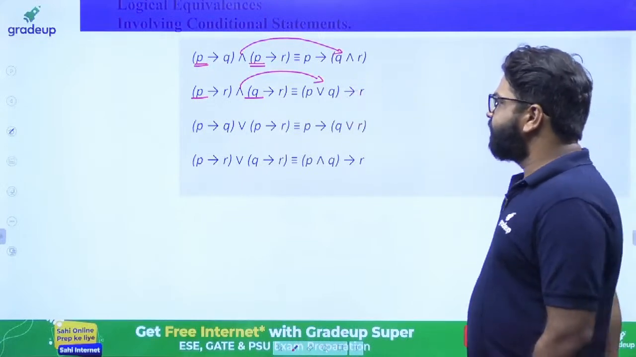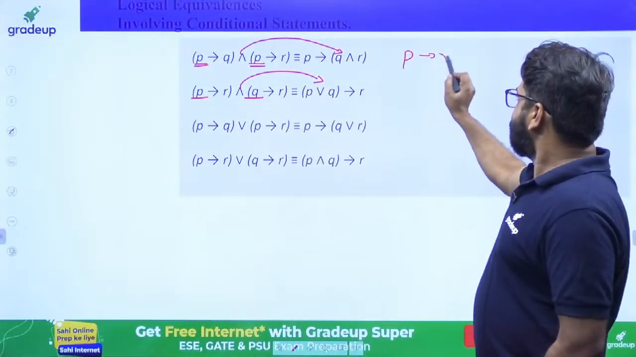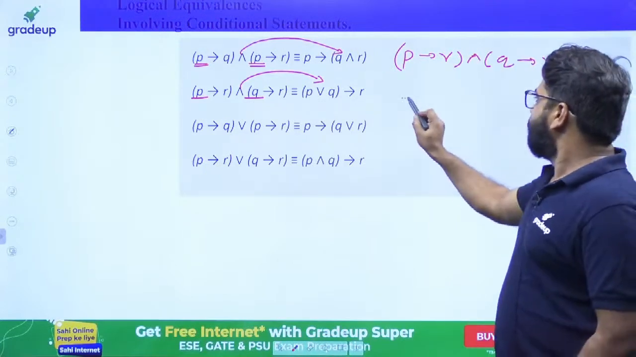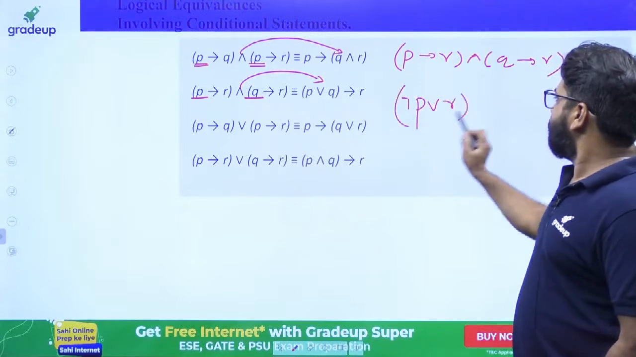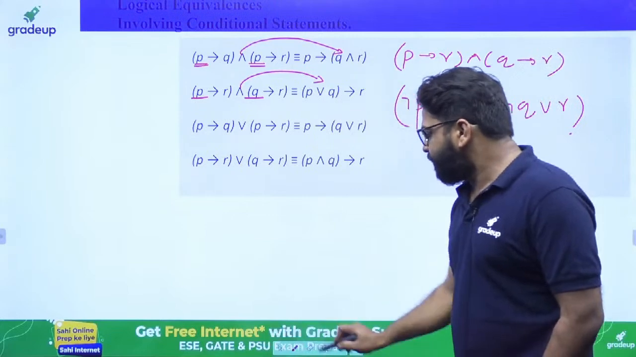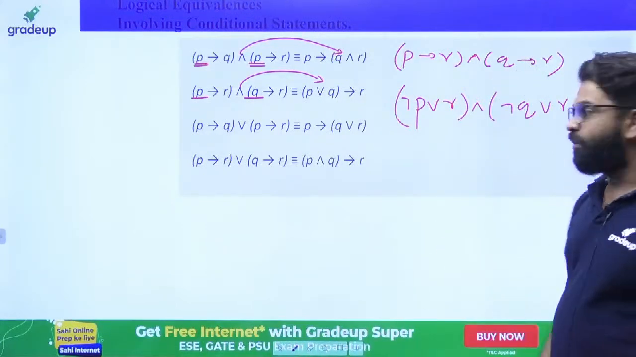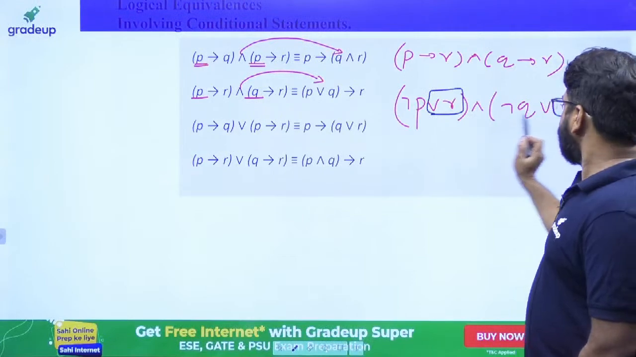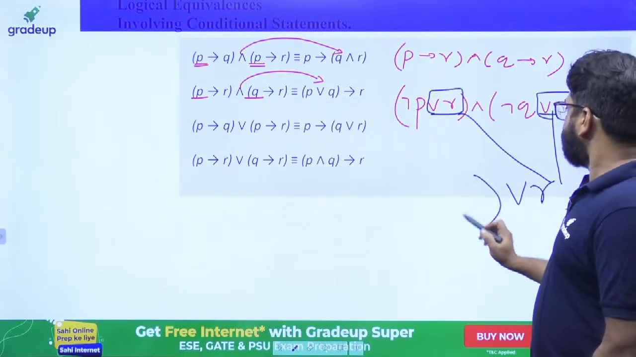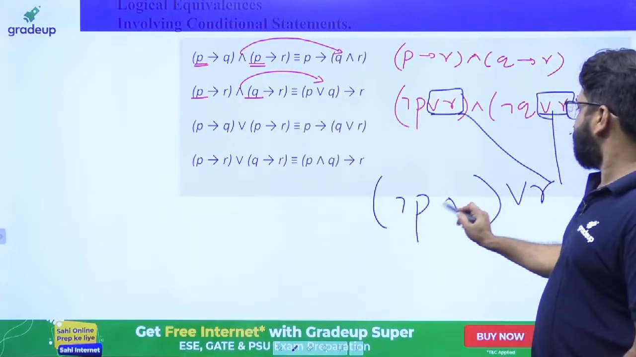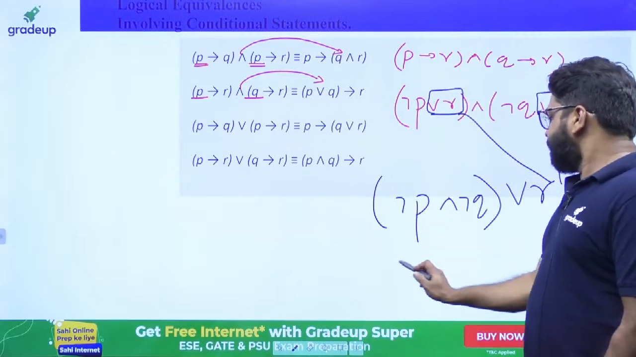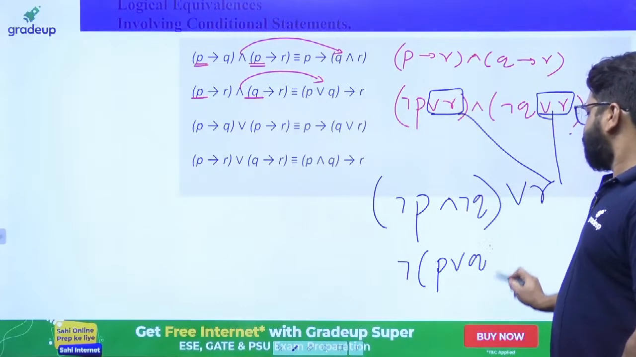So let's take the second one. Here you will be having P implies R and here you will be having Q implies R. Remember the rule, negation of P or R, and here you will get and negation of Q or R. As I told you, remember the distributive law moving from the right side to the left side. So R or R, take this R or R outside. What you will get? Negation of P and negation of Q. Take the negation outside, and you will get negation of P or Q, or R.